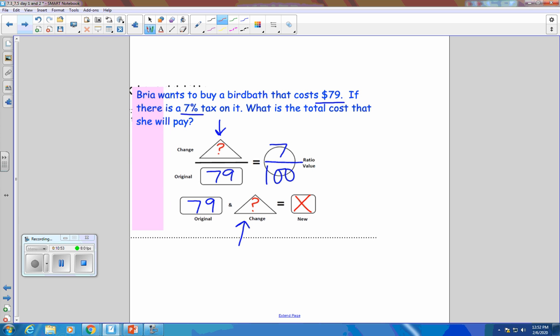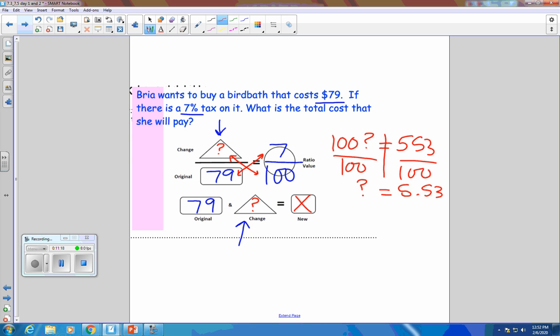So now I'm going to cross multiply. I'm going to take 100 times the question mark. So I get 100 question mark equals, and then I take 79 times 7, and I get 553. I then divide both sides by 100. And I get the question mark equals 5.53. So now I've solved for the question mark and I can plug it in. So I'm going to write 5.53. If I put that in one triangle, I'm going to put it in the other triangle.